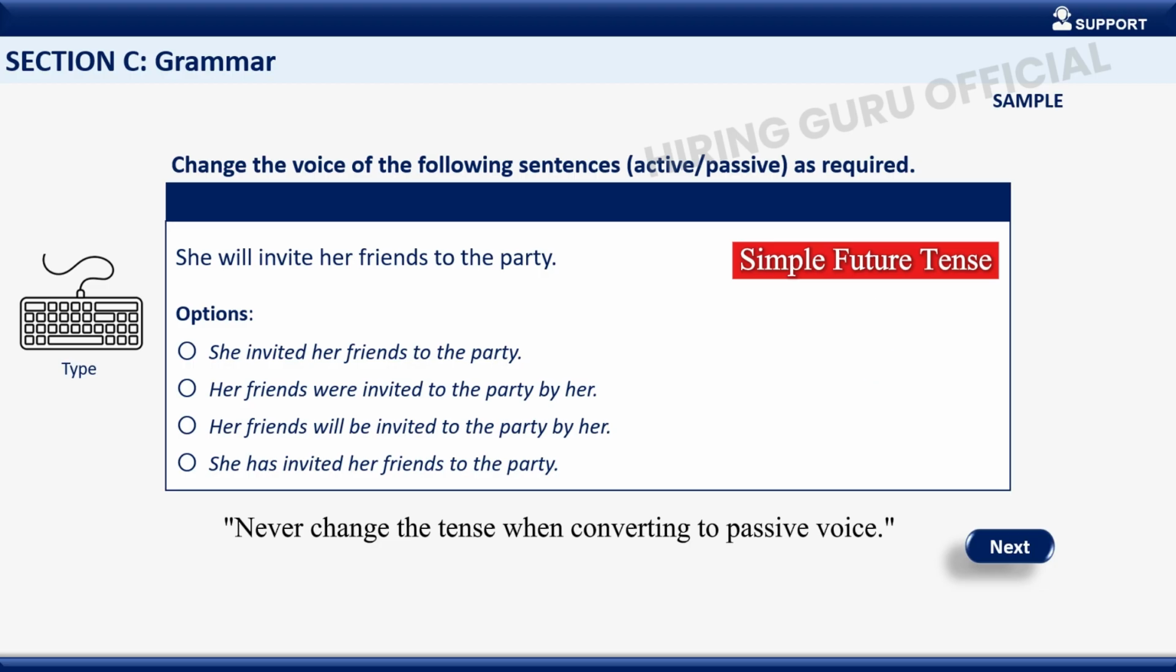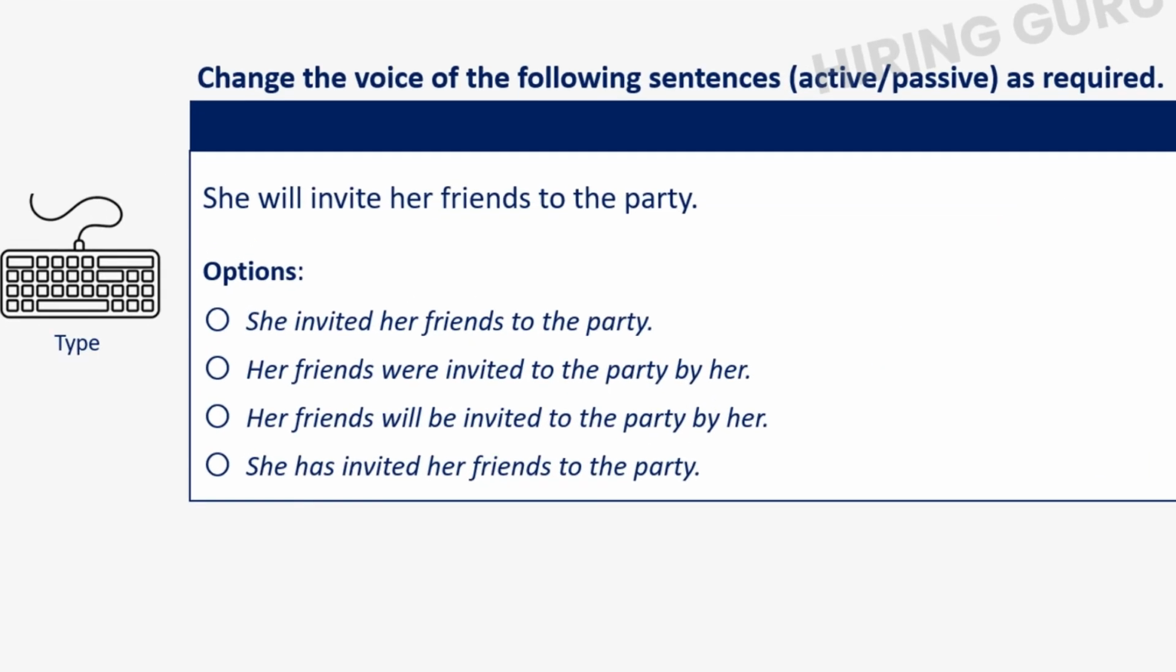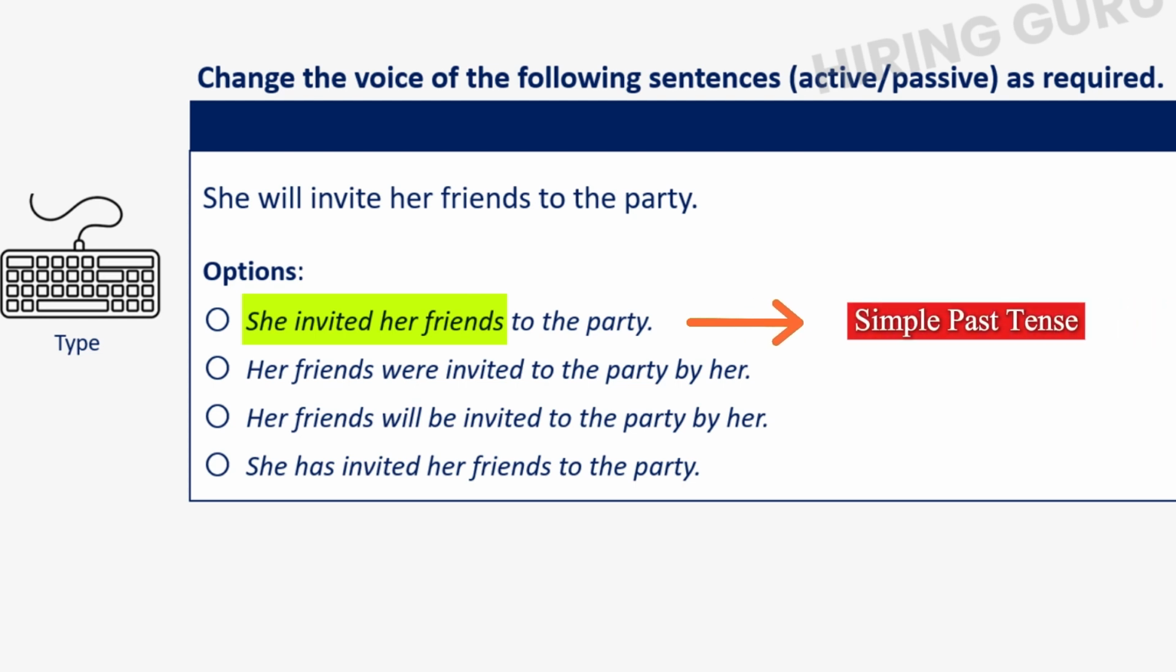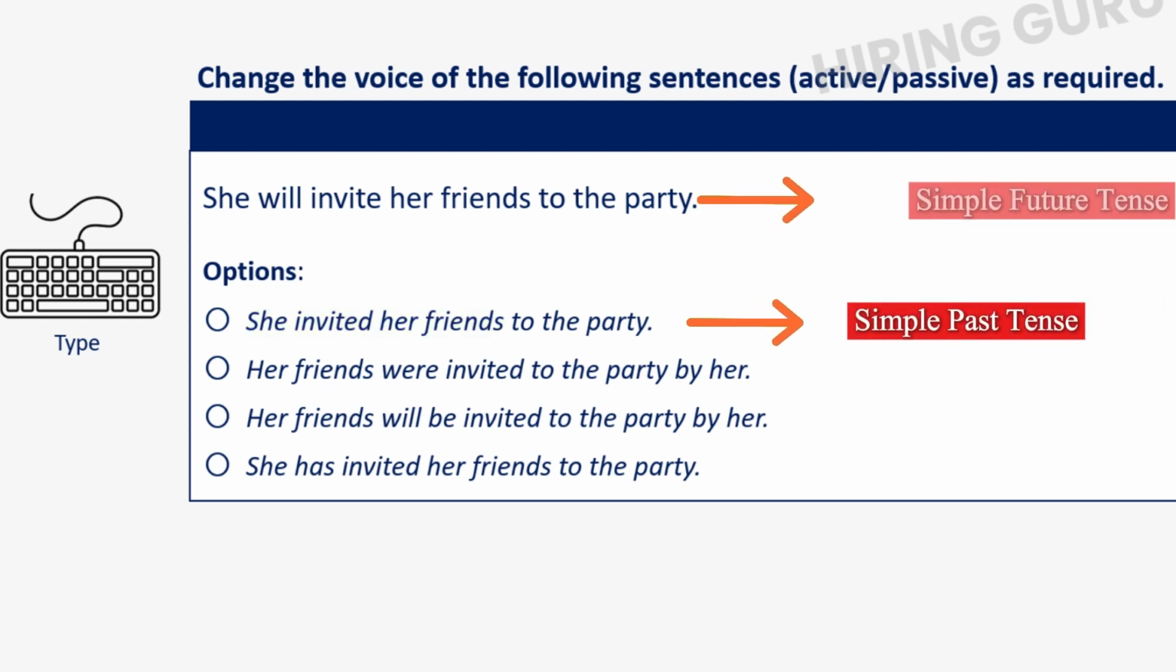Now, if we look at the given options, option 1 says she invited her friends to the party. Again, the sentence says she invited her friends, which means it is in simple past tense. But our original sentence is in the simple future tense. So this can't be the correct answer.